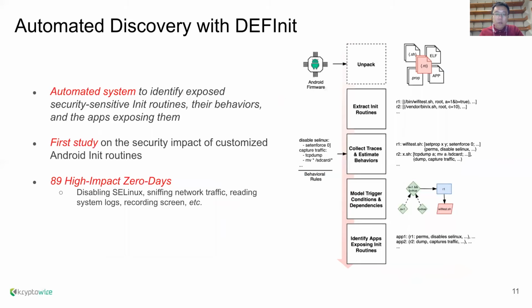To find these vulnerabilities, we designed DEFInit, an automated system to identify exposed security-sensitive init routines, their behaviors, and the apps exposing them. We made the first study on the security impact of customized Android init routines. To this end, we have confirmed 89 high-impact zero-day vulnerabilities, including disabling SELinux, sniffing network traffic, reading system logs, recording screen, and others. In the following, I will discuss the details of the 5 steps shown in this figure.